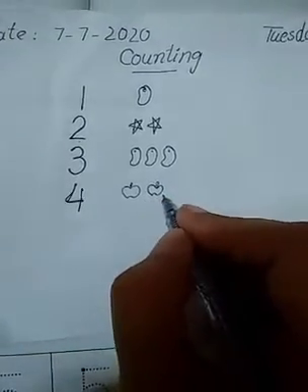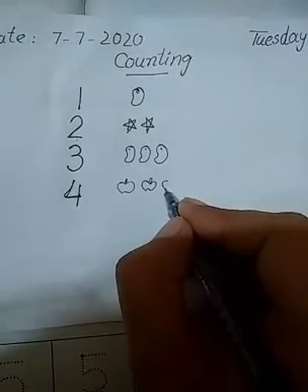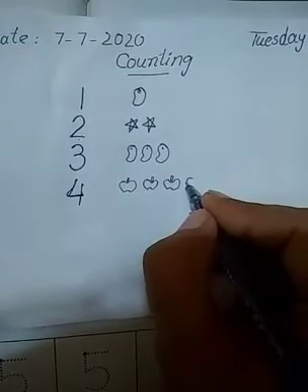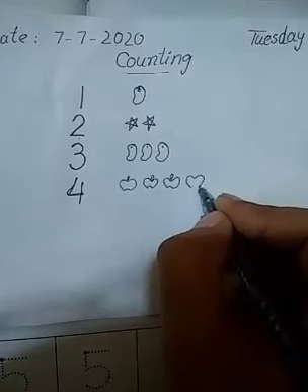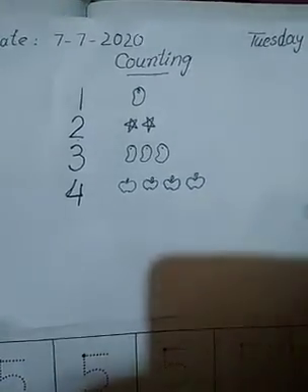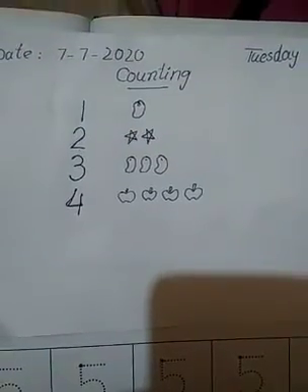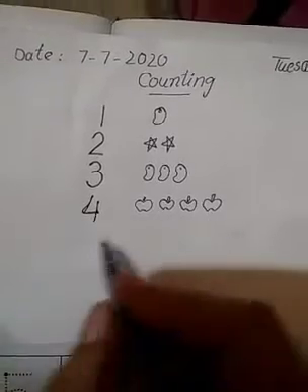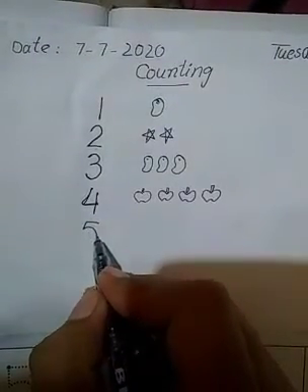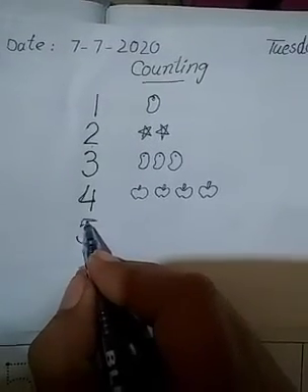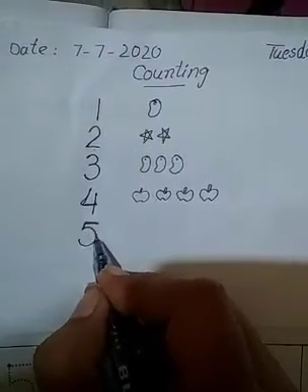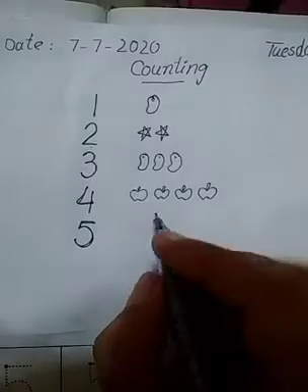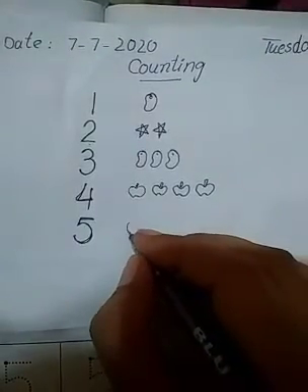One apple, two apples, and now 3 apples, 4 apples. Okay, how many apples are there? 1, 2, 3, 4. What comes after 4? 5. Let's add today's number. Number 5. What is this? Number 5. What do I have to draw there? Circles. 5 circles.